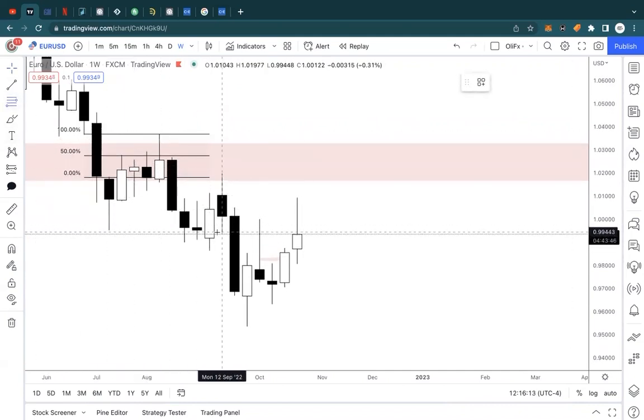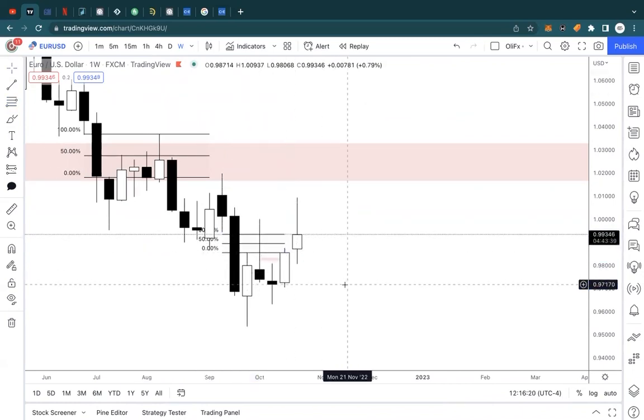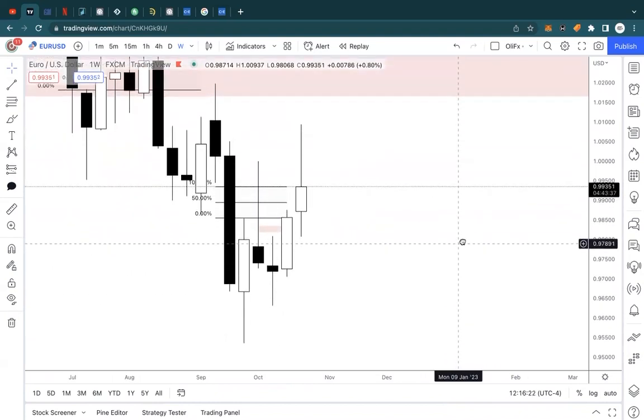So we have this one in here. This is a good example because you guys will be able to see why. So what you've got to understand.